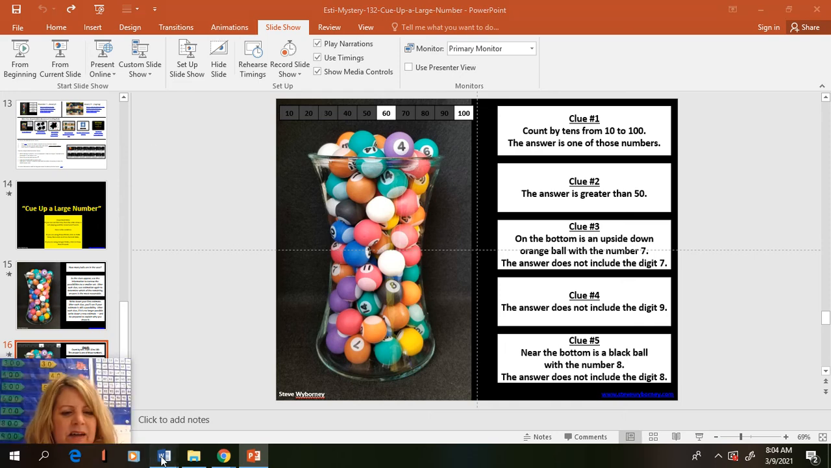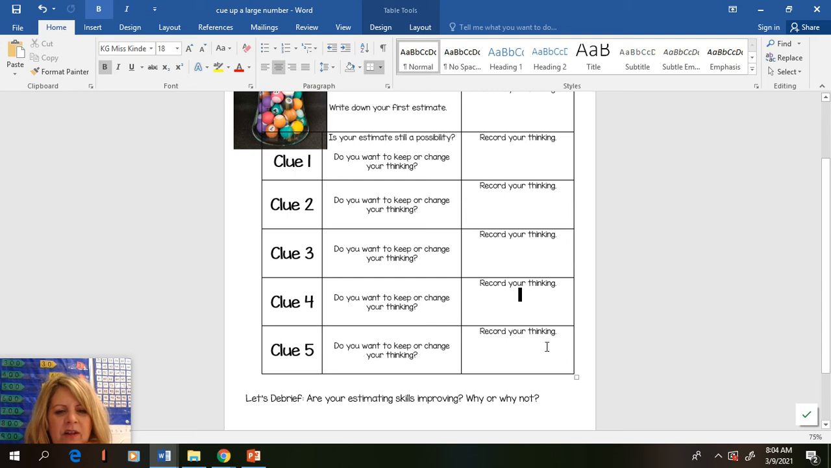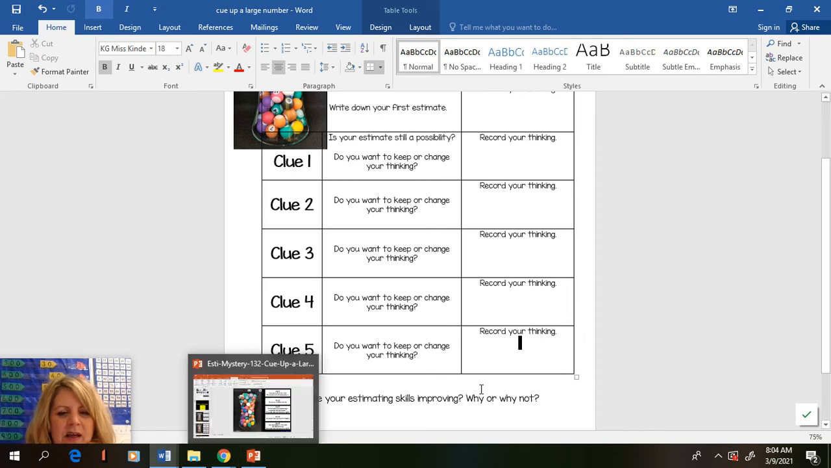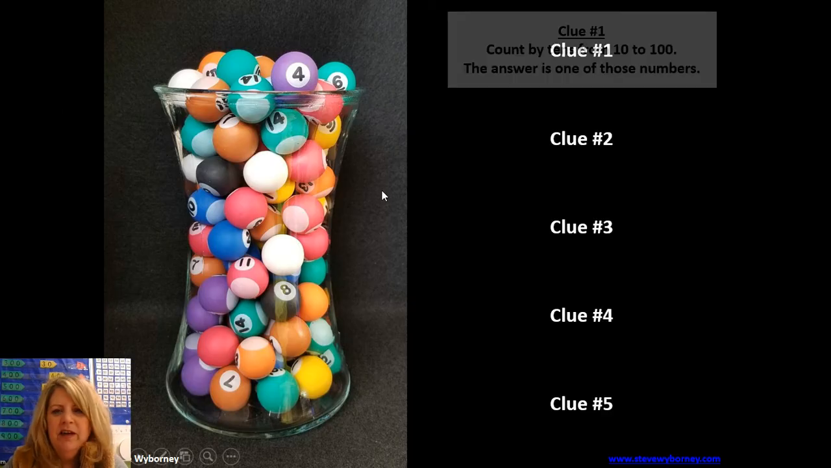All right, head back to that recording sheet. There we go. We're in this row, clue 5. Are you keeping your thinking or are you changing your thinking? Go ahead and record it in that box. You want to see it one more time? All right, let me show you one more time.